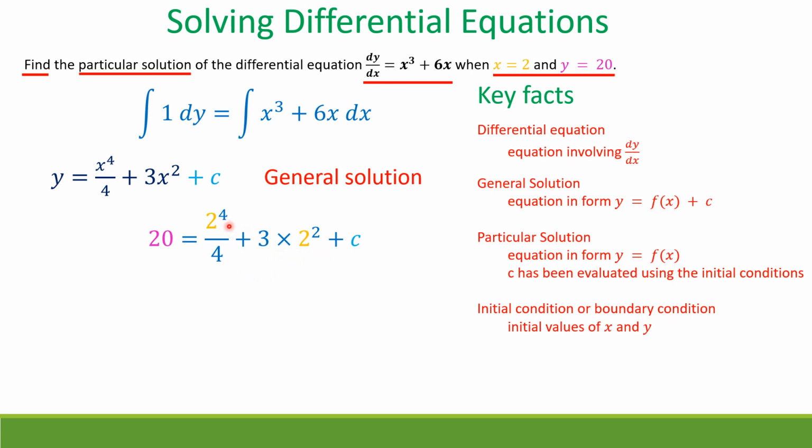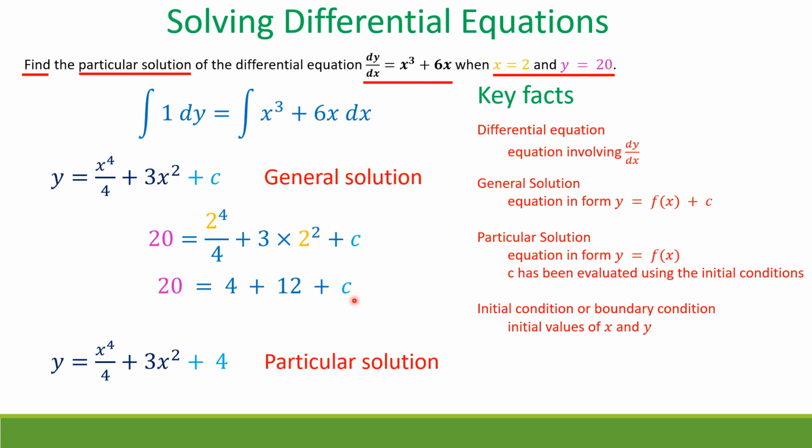So we can work out the value of 2 to the power 4 over 4 plus 3 times 2 squared, which will give you 4 plus 12 plus c. And if you rearrange by taking 4 from both sides and taking 12 from both sides, you will find that c is equal to 4. So we now know the value of c is 4. So if I substitute that into my general solution here, this becomes my particular solution. y equals x to the power 4 over 4 plus 3x squared plus 4 is my particular solution.